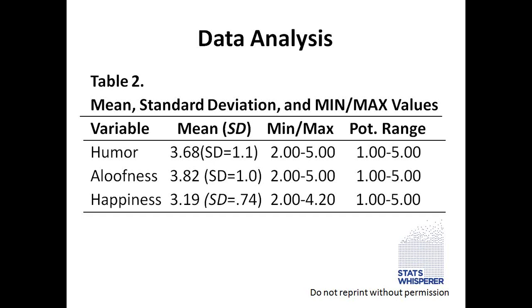So if the potential range is 1 to 5 and the mean is 3.68, we know the middle of the scale is 2.50, and the mean, the average score, is a little more than the middle of the scale. However, if the potential range was 1 to 10 and the mean was 3.68, then that mean would have been below the middle of the scale. So if you report the mean and don't report the potential range of scores, you don't really know how to judge that mean. So it's really good to have it.